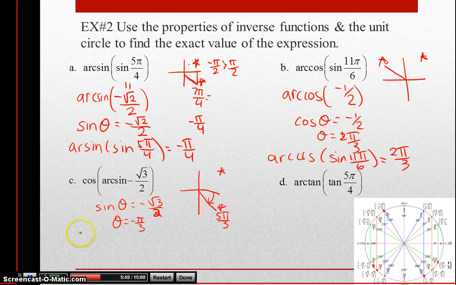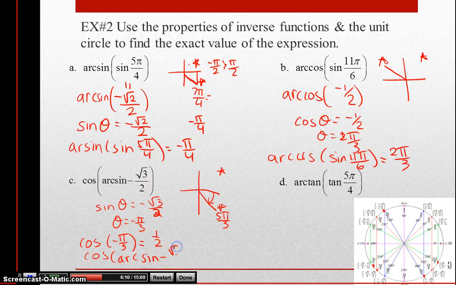So now what we want to see, well, what is the cosine of negative pi over 3? Okay, so we know that once again, negative pi over 3 is right here, and we know that the cosine value is our x value, so it's going to be positive 1/2. So finally, we have the cosine of the arc sine of negative square root of 3 over 2 is equal to 1/2.